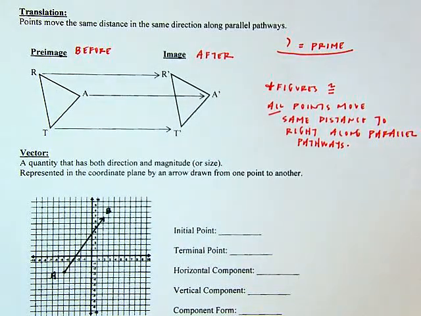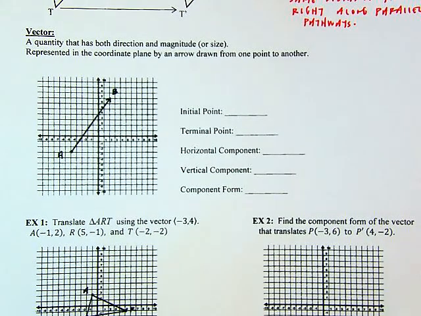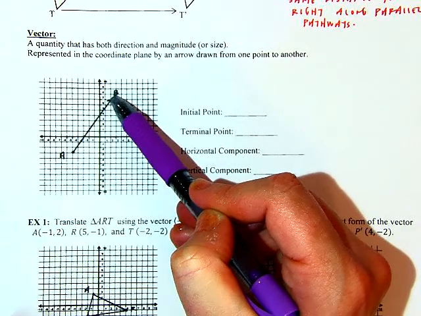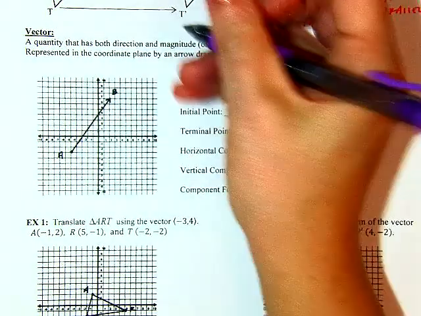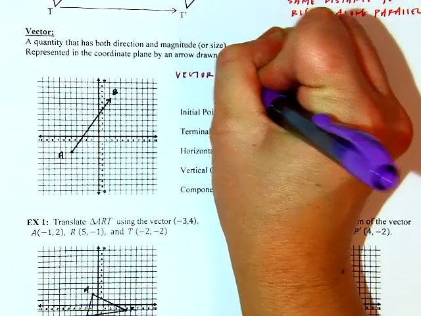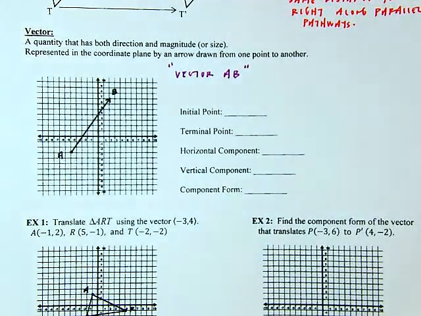All right, next up is this concept of a vector. So a vector is a quantity that has both direction and magnitude, okay, or size. So we can think of magnitude as size. Okay, represented in the coordinate plane by an arrow drawn from one point to another. So here is A to right here, B. So when I name it, I'm just going to name it as vector AB. That's my language, vector AB.